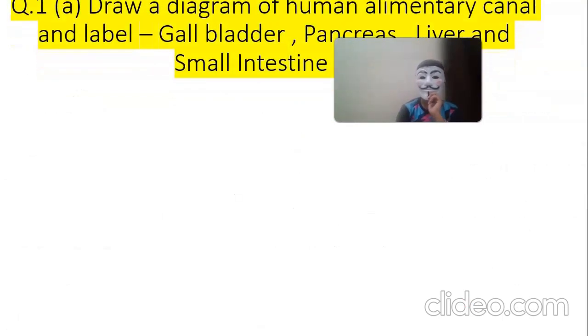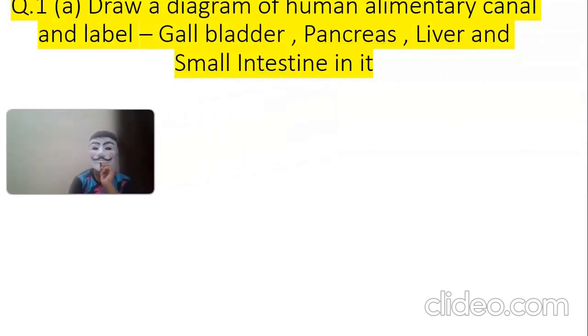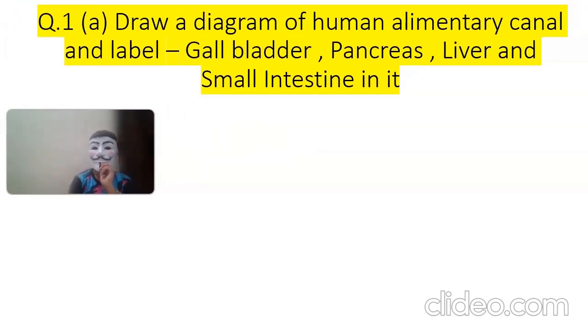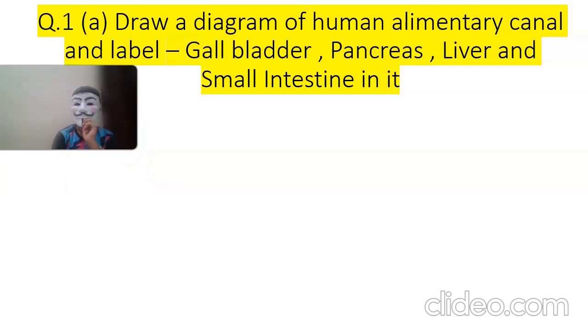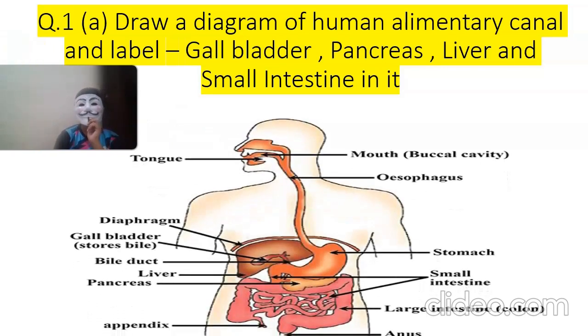Now let's do some questions. Question number 1a: Draw a diagram of the human alimentary canal and label the gallbladder, pancreas, liver, and small intestine in it. Okay, so this is the diagram.